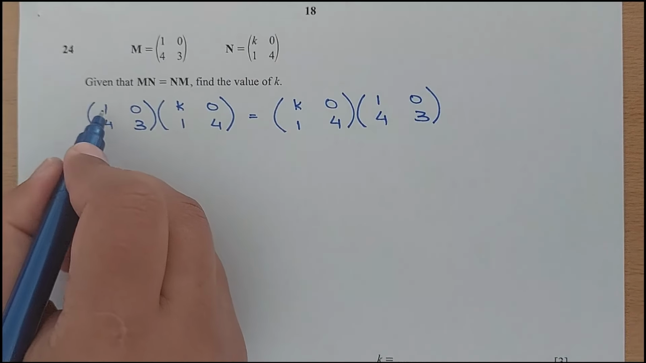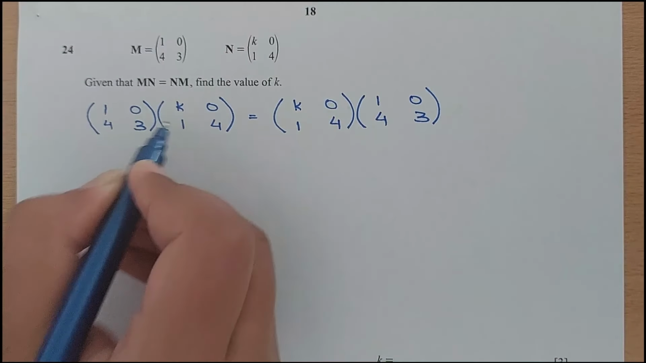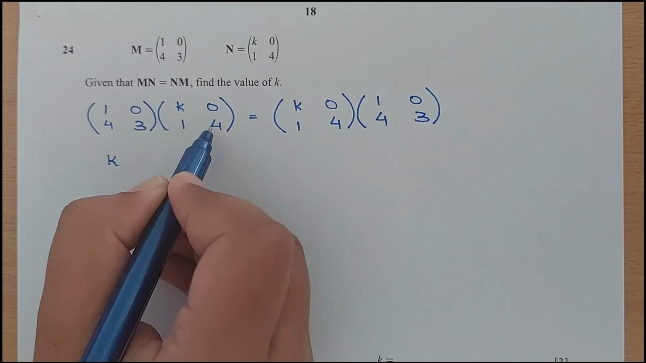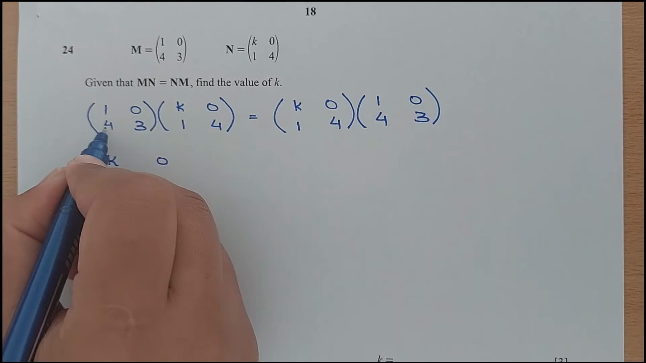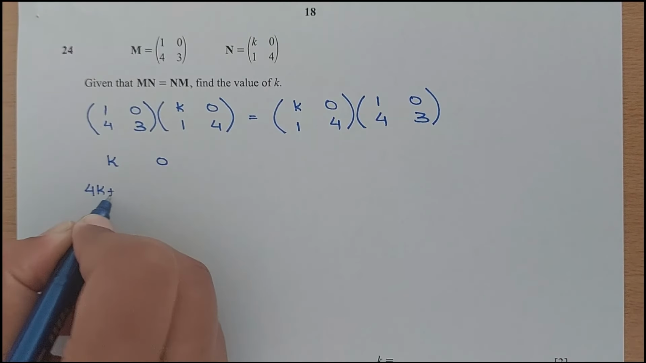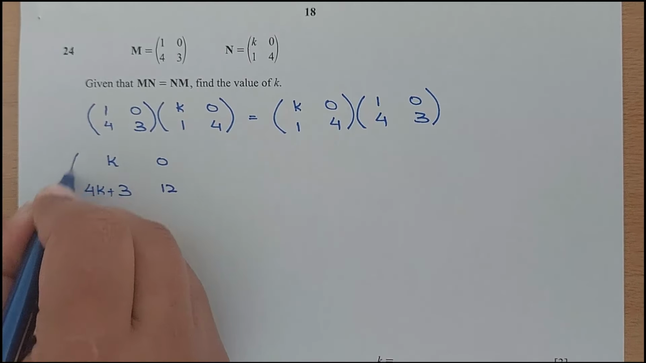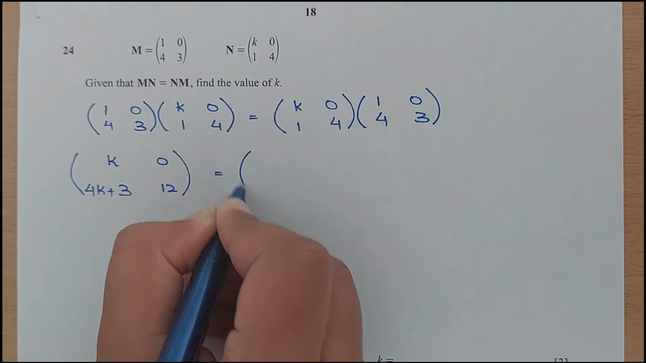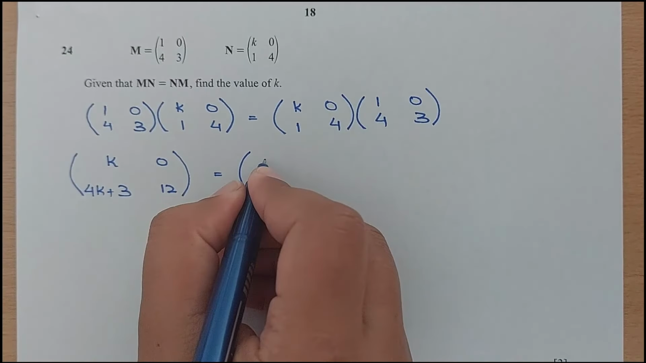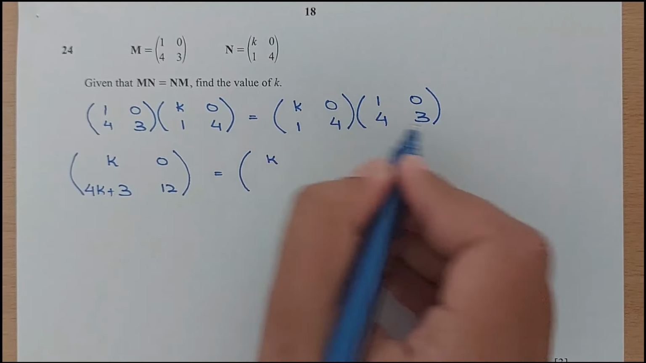So let's do it. Rows are going to multiply with the columns, right? 1 times k, 0 times 1. So we have just k. 1 times 0, 0 times 4, 0. 4 times k and 3 times 1. So 4k plus 3. 4 times 0, 3 times 4, 12. This equals rows with the columns: 4 times k times 1, 0 times 4. Rows with the columns. So k times 0, 0 times 3.